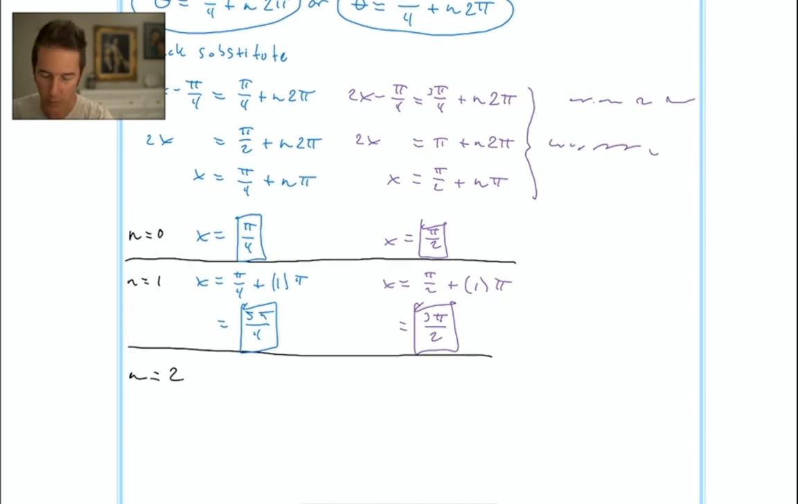So maybe you just put a note in here next to this n value of 2 that says causes x values to be larger than 2 pi. And then put a sad face at the end of that, maybe.